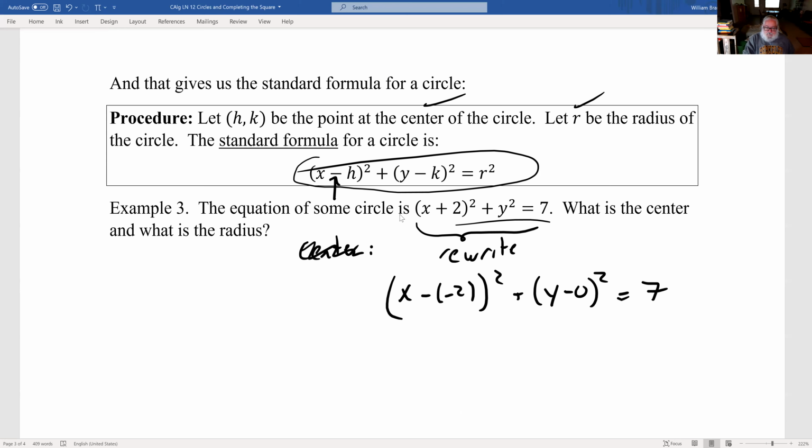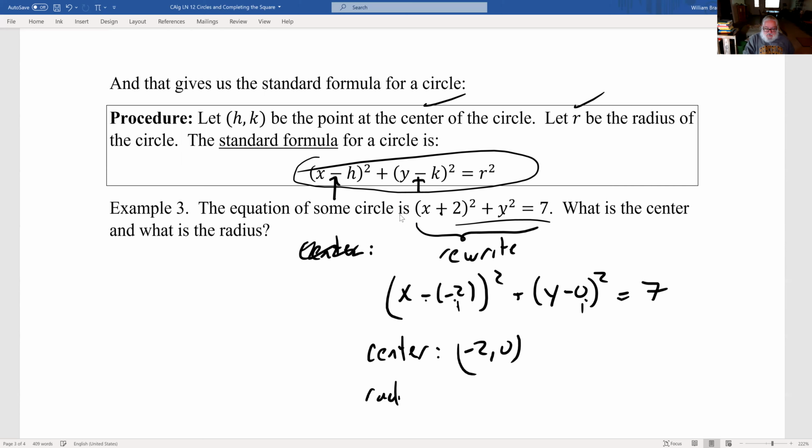So x minus something, y minus something. If it's just a y squared, it's y minus 0. But if we have an x plus something, that's x minus minus 2. So now we can write out what our center is. Minus 2 comma 0. So this is my h, and that's my k.